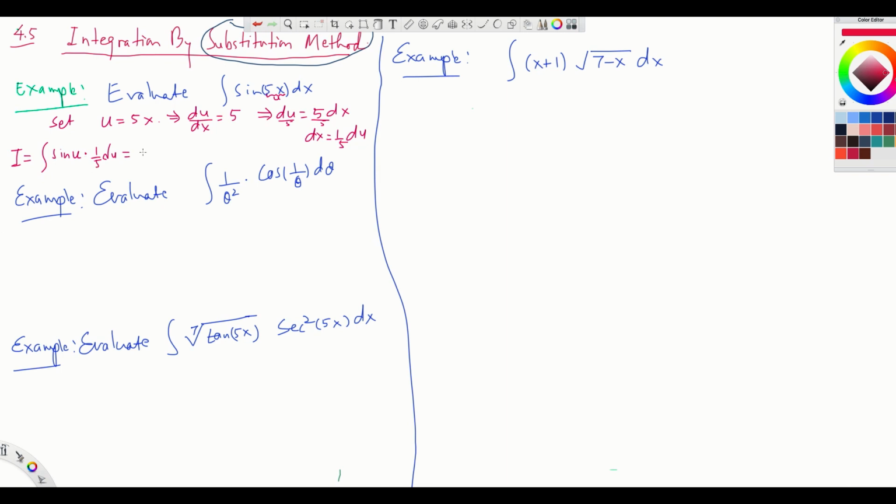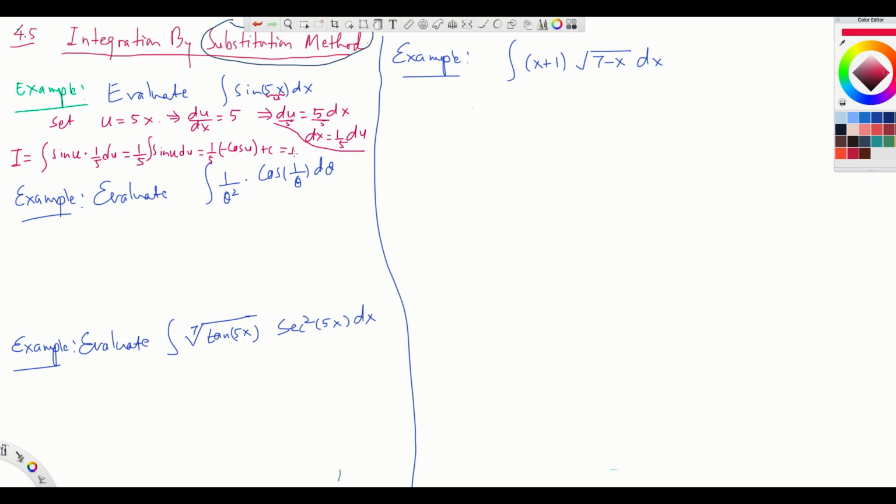So you pull that 1/5 out, 1/5, and then the integral of sine u du. What is the integral of sine? So negative cosine, right? Because the derivative of negative cosine is positive sine. So 1/5, and then you do negative cosine of u plus c. You see that?